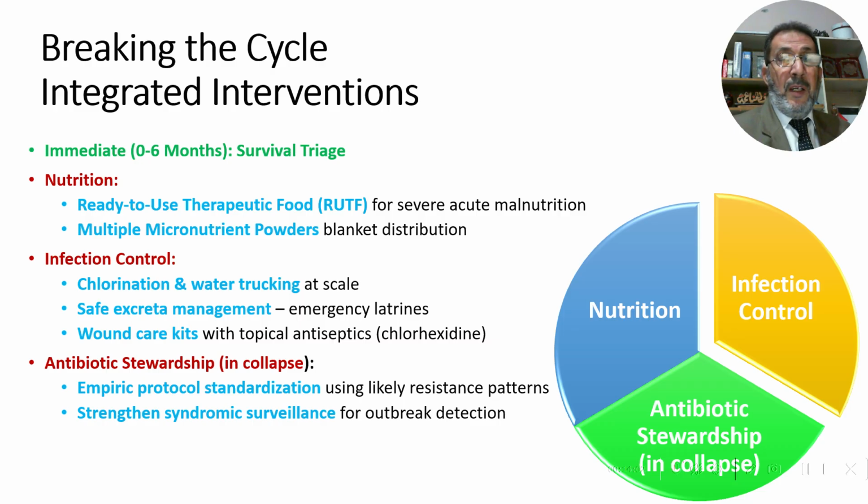Since it is a cycle, we usually in medicine tend to break such cycles. We have three components that we have to improve in order to break the cycle. We have to focus on nutrition, ready-to-use therapeutic food, and multiple micronutrient powders. Infection control, we have to chlorinate water for drinking and for domestic use.